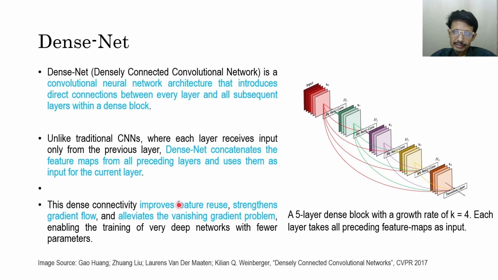This is a very basic definition. We have taken a 5-layer dense block with growth rate k equal to 4. Each layer takes all preceding feature maps as input. This figure is taken from the main paper, the 2017 CVPR paper by Gao Huang et al. So this is the very basic definition of DenseNet.